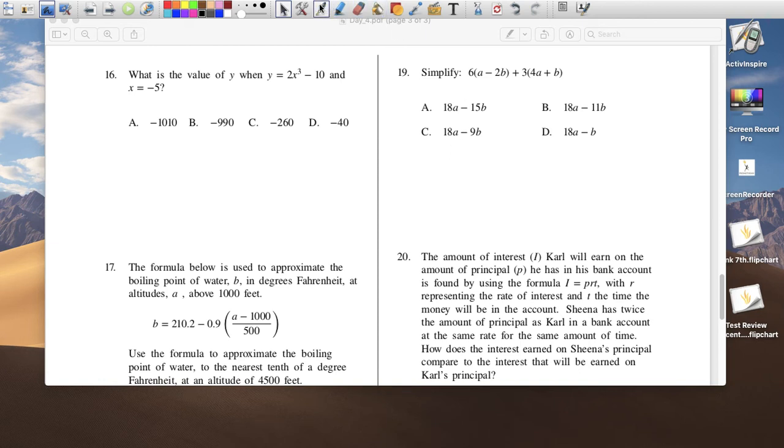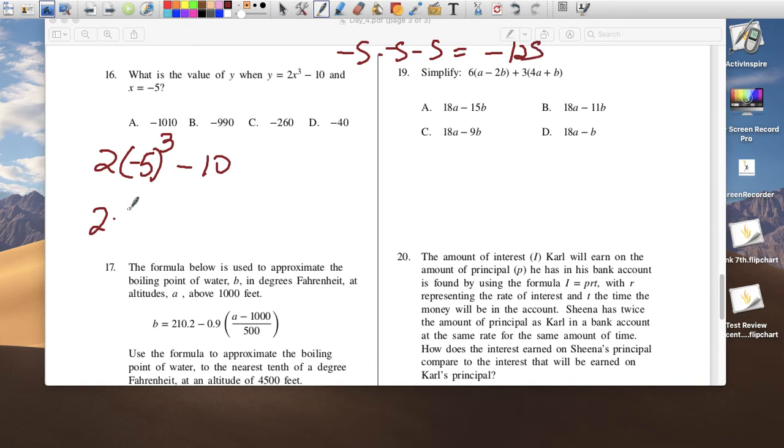Again, same thing. We want to replace the x with negative 5. So it's 2 times negative 5 to the third power minus 10. 2 times negative 5 times negative 5 times negative 5. So negative times a negative times a negative, it's going to be a negative, right? And that's going to be 125. So that equals negative 125 minus 10. 2 times negative 125 is negative 250 minus 10. And negative 250 minus 10 is just negative 260.